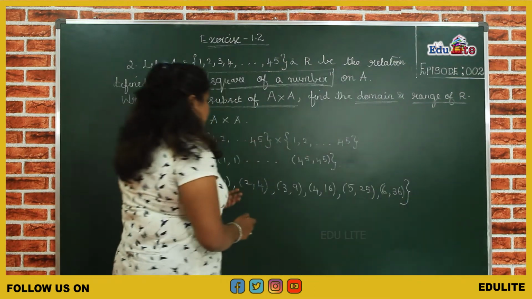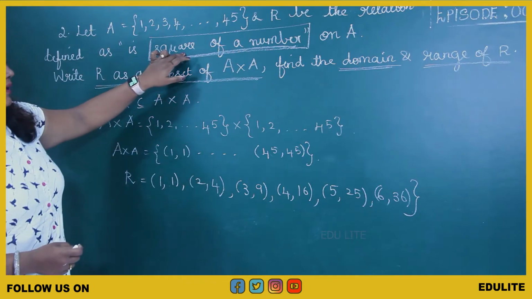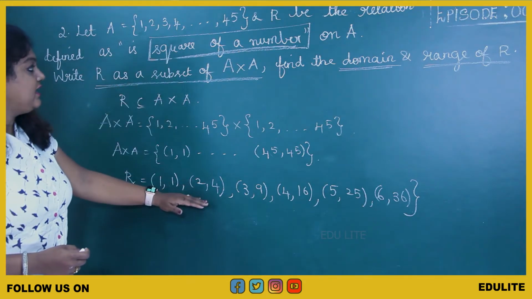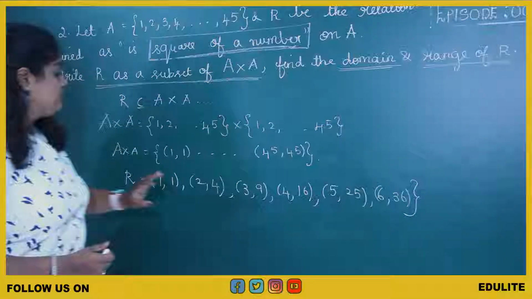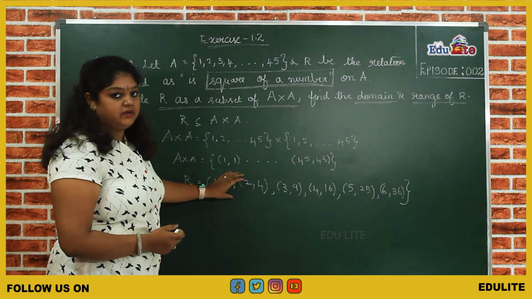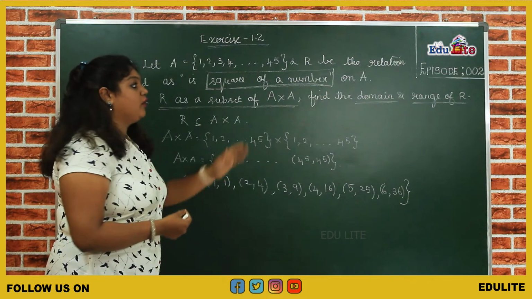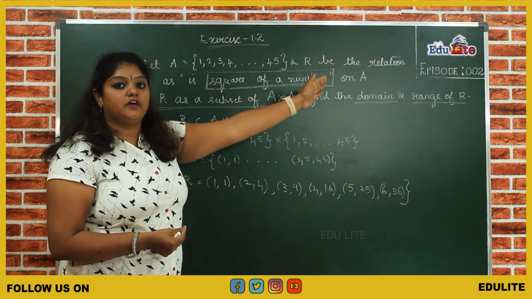So this is the relation which is given in the question. According to the question, this is the relation because it is mentioned as square of a number. So according to the problem, this is the relation we can take. From this we have to write the domain and range of R.